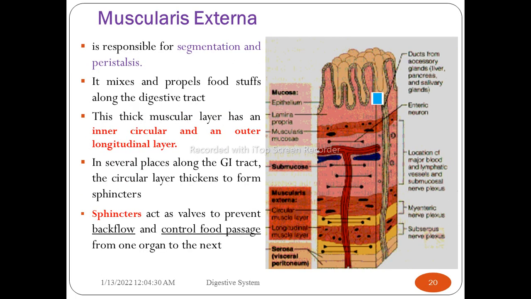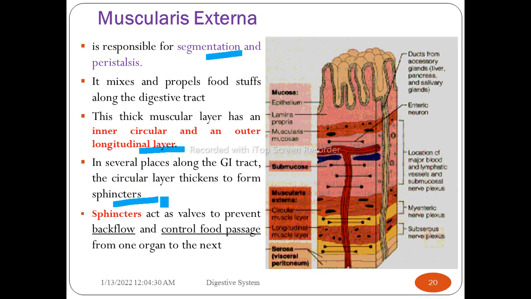The other is muscularis externa. Muscularis externa is responsible for segmentation and peristalsis, so it mixes and propels foodstuffs along the digestive tract. This thick muscular layer has an inner circular and an outer longitudinal layer. In several places along the GIT, the circular layer thickens to form sphincters.